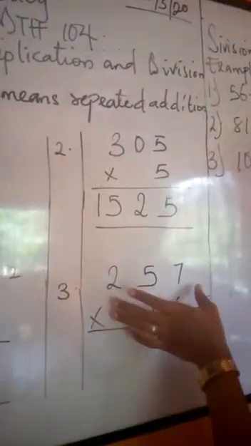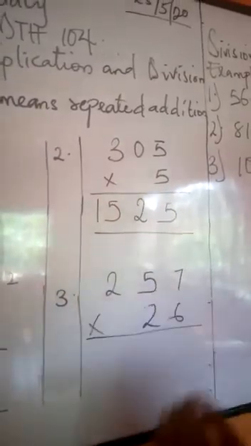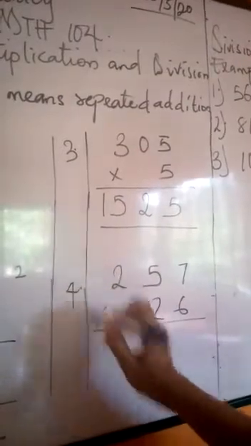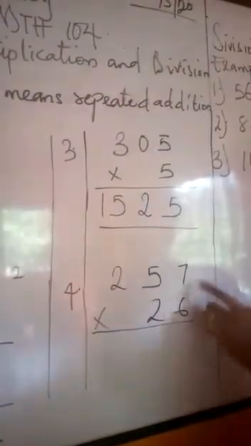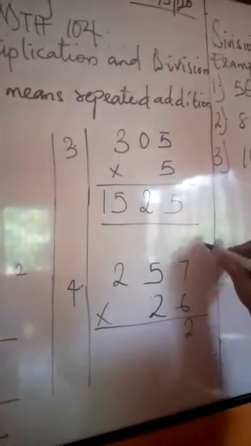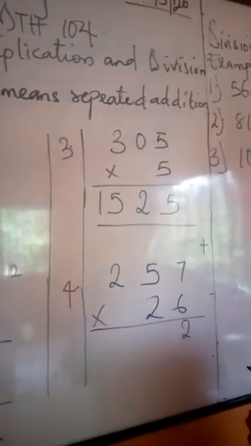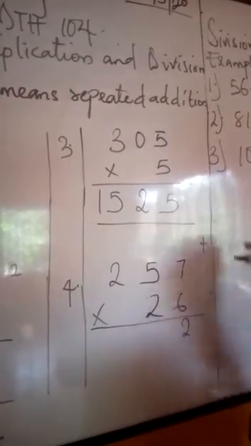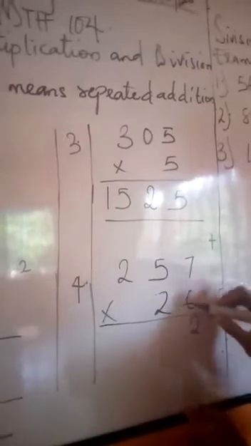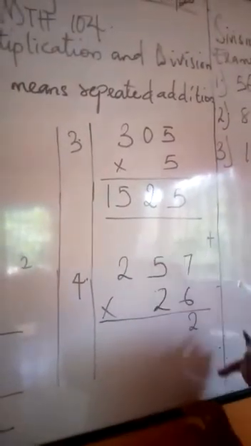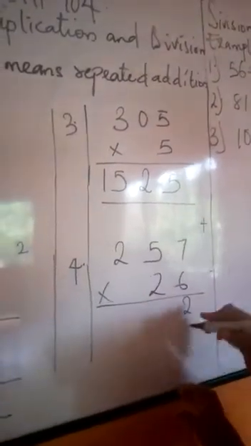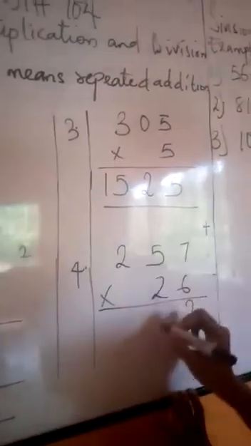Okay. Now, the next one, 6 times 7 is 42. Write 2 and carry 4. Okay? Make sure that whatever number that you're carrying, you're writing it down somewhere so that you will not forget. 6 times 5, 30. Plus 4, 34.